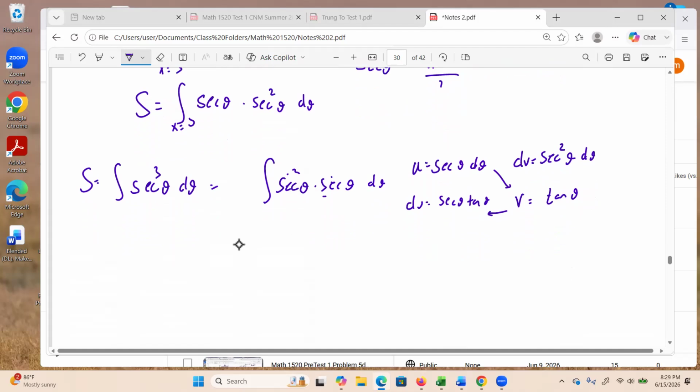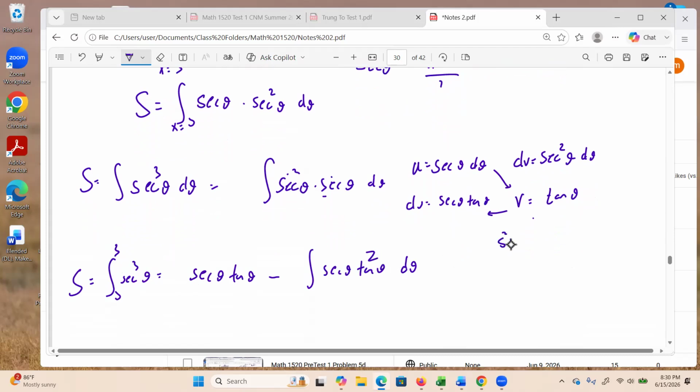So we're going to say s is equal to the integral from 0 to 3 of secant cubed theta, which is equal to secant theta tangent theta minus the integral of secant theta tangent theta times tangent theta, so tangent squared theta d theta. Okay, and it's like, oh no, what's tangent squared? Because now I can't integrate that.